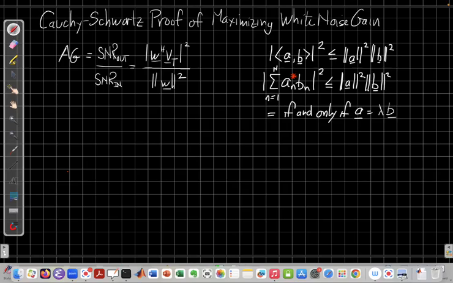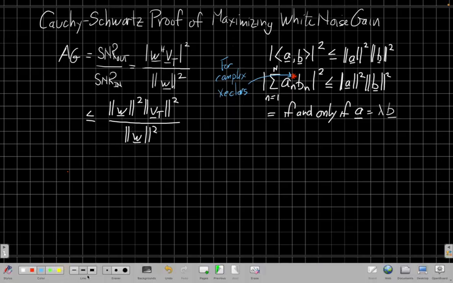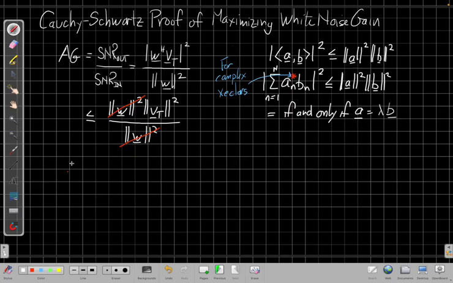So applying that to the numerator on the left-hand side, we get an upper bound on the array gain given by this equation, which is just begging us to cancel out the w's. And so our array gain is less than the norm of v_t squared, the norm of the replica vector of the look direction, where to get to this formula, we did assume that the noise in our sensors was uncorrelated, that we had a scaled identity matrix for the noise covariance.